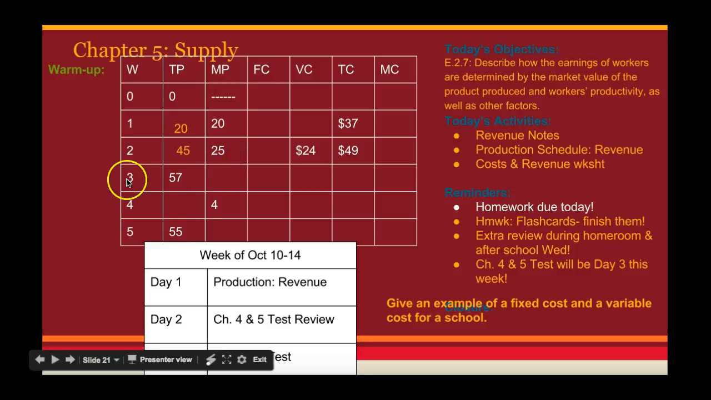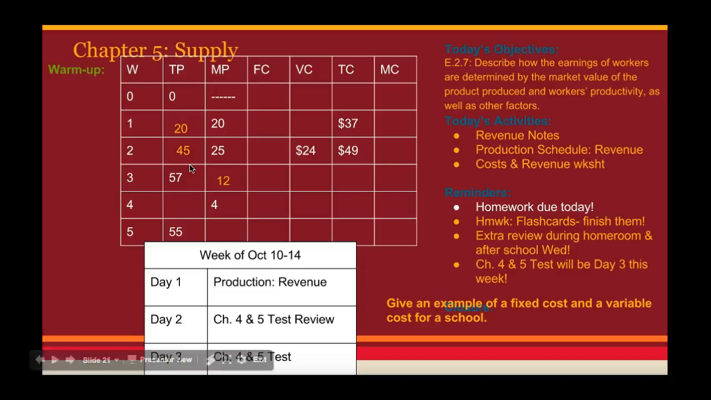At 3 workers, now I'm switching, and you need to find the marginal product. Total product at 3 workers was 57 items, and we know that 2 workers produced 45 items. We want to know how many just the third worker produced. In order to figure that out, we're going to take 57 minus 45 to get 12.